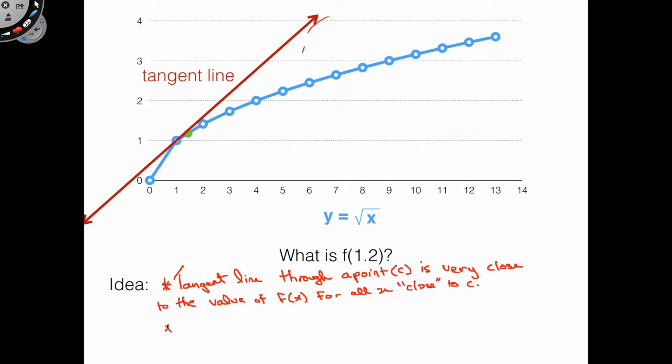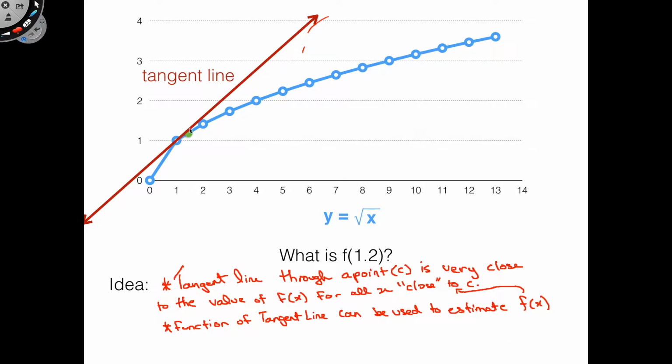So therefore, that leads us to point 2, which is that the function of the tangent line can be used to estimate f of x. Again, this is only true for points close to C. So this is basically the idea that we're going to use.